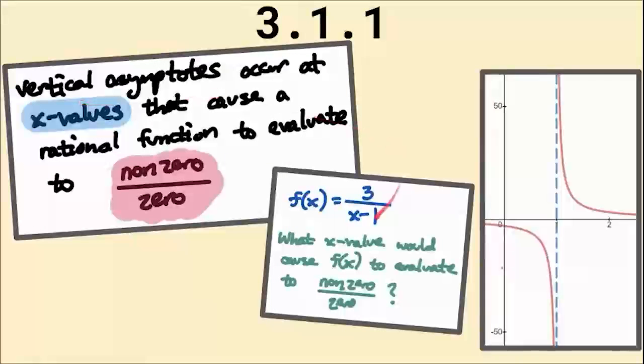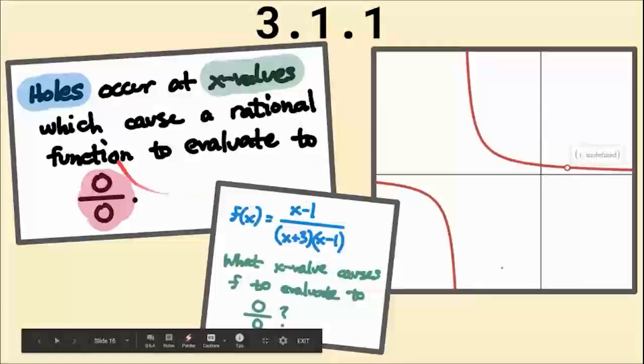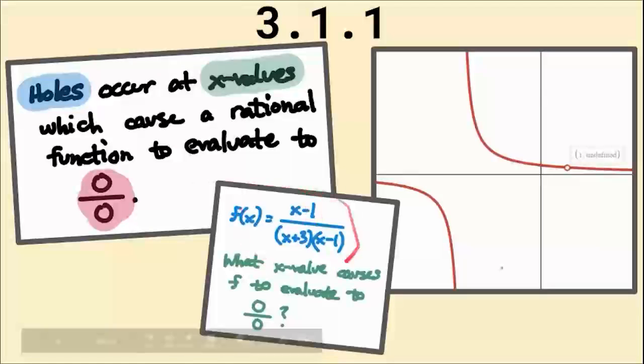So if you look at this example right here, 3 over x minus 1, you just set x minus 1 equal to 0 and solve. And if you notice, the vertical asymptote's at x equals 1. Holes are when you have a 0 over 0. So for example, this right here, if you plug in a 1, you get 0 on top divided by 0 on the bottom. So there's a hole at x equals 1.